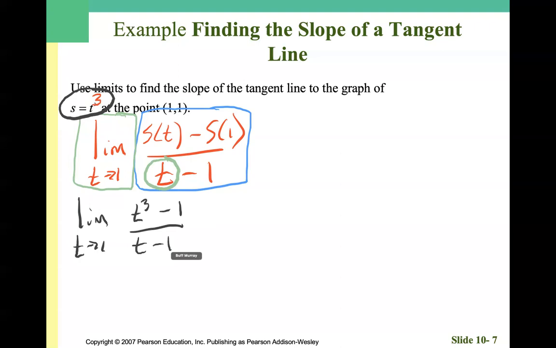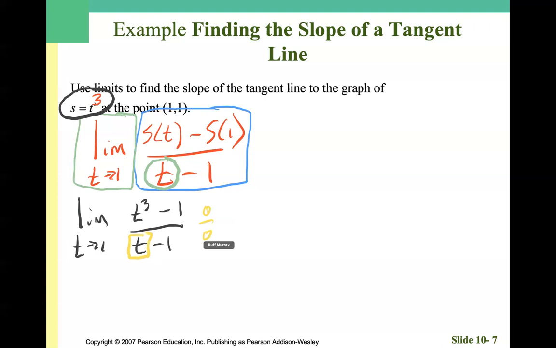This is a little more abstract. We're not working with numbers here. But if the function s is cube, whatever you have there, this is what we end up with. The reason it's t cubed is because that's the rule. It just so happens that 1 cubed is also 1. Now, what if I tried to plug in 1 for t right now? Did it get any better? No, it got worse, didn't it? Because wouldn't I get 0 over 0?